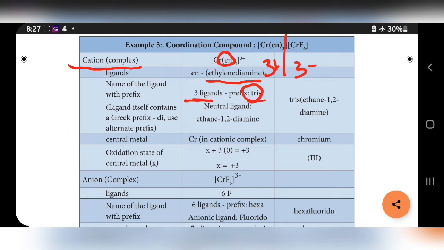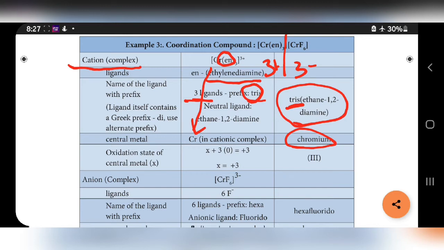It is a neutral ligand, so the name is ethane 1,2 diamine. So the name of the ligand is tris(ethane 1,2 diamine). Tris means 3 ligands. Ethane 1,2 diamine should be written within the bracket, and the central metal name is Cr only, that is chromium.